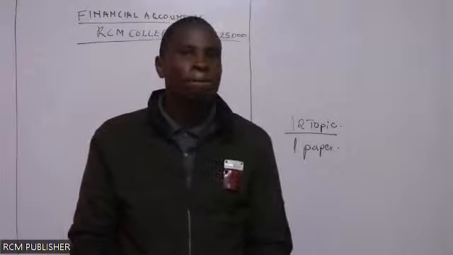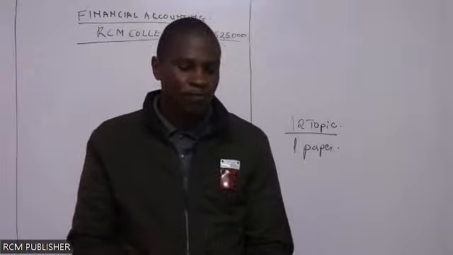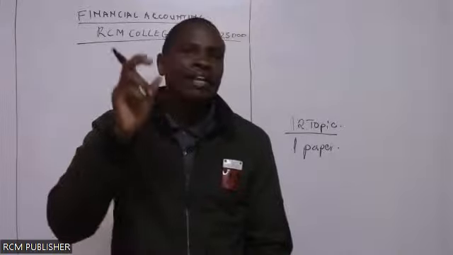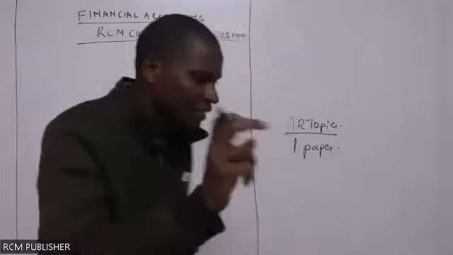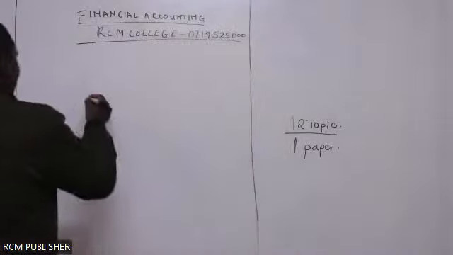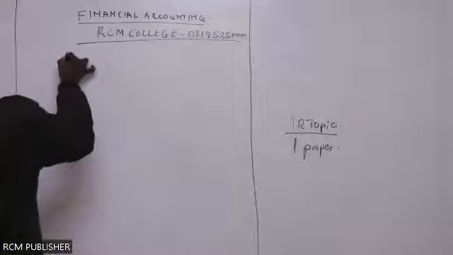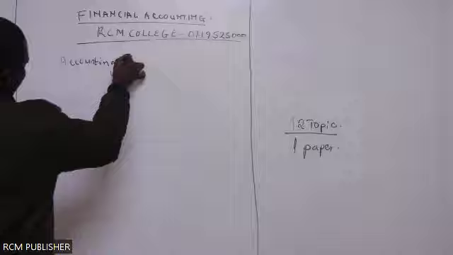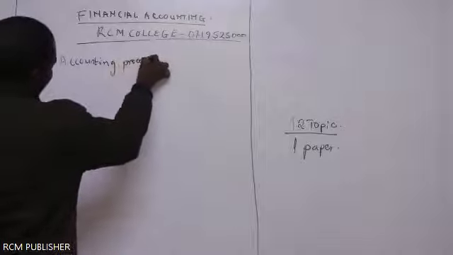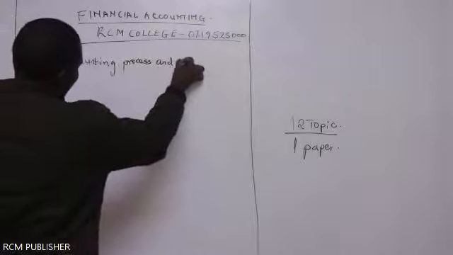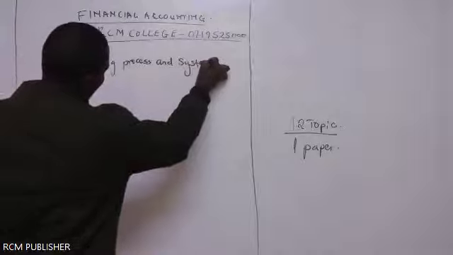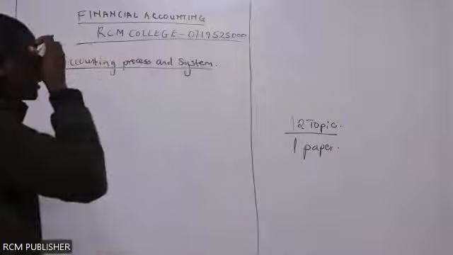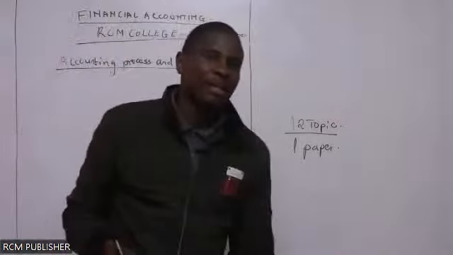Topic number 2, we have said it is accounting process and system. Accounting process and system. That is the topic I want us to look at. Accounting process and system. That will be topic number 2.